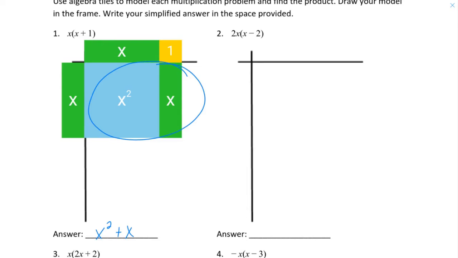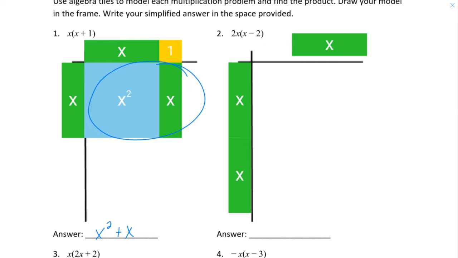So we have 2x and then x minus 2. So we need two x's. We'll put down here on the left side. And also, I will say it doesn't matter which one you have on the left and which one you have on the top. You can choose whichever one you want, or if you have more space on one side than the other, you can place that appropriately. Really doesn't matter as long as both of our terms are being represented.